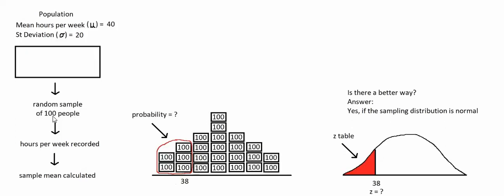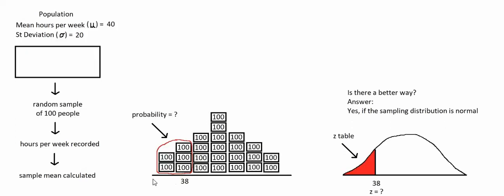Let's say that you've also decided that you want to know what's the probability that that sample mean will come out to 38 or lower. In other words, you want to know what's the probability that the mean of my 100 roommates will come out to 38 or something lower in that range. So how would you calculate that probability?